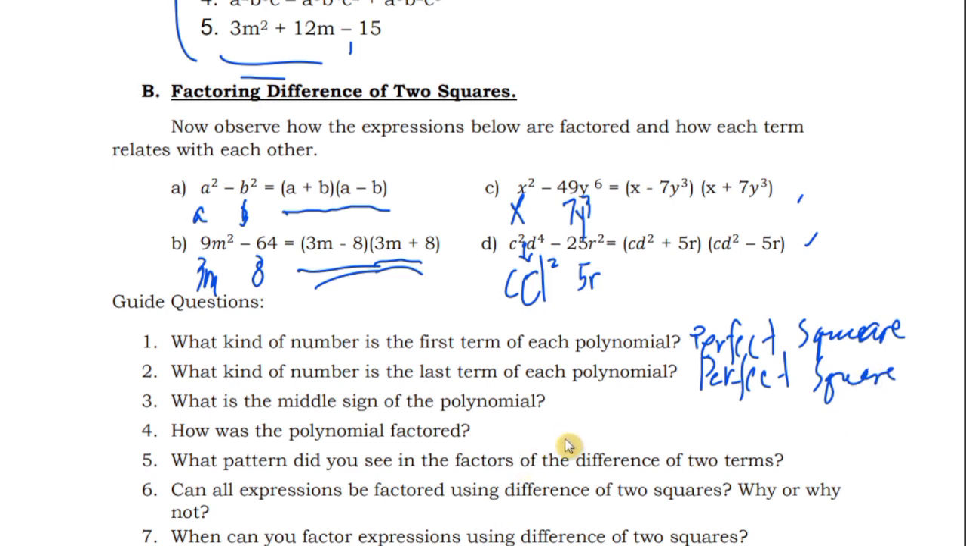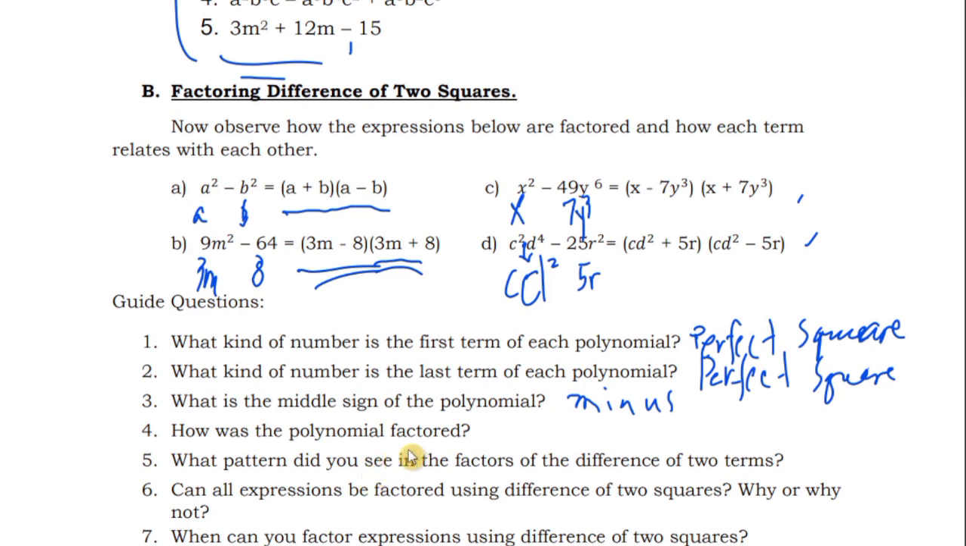Okay? What is the middle sign of the polynomial? Minus. The middle sign is subtraction or minus. So if that would be the case, we could get the factor. If it is plus, we could not get the factor. Okay? We cannot get the factor in some other cases.